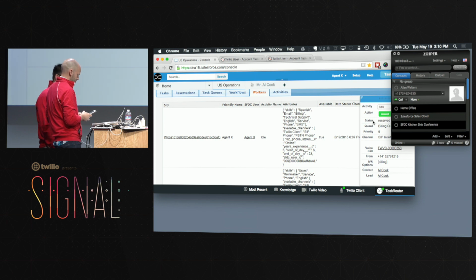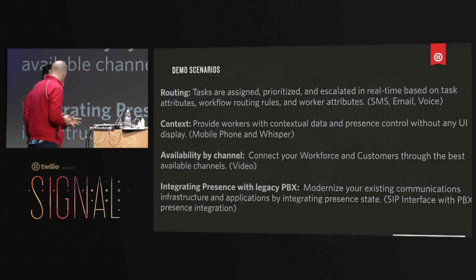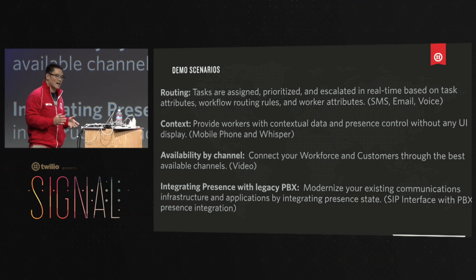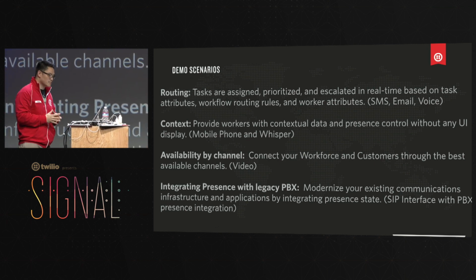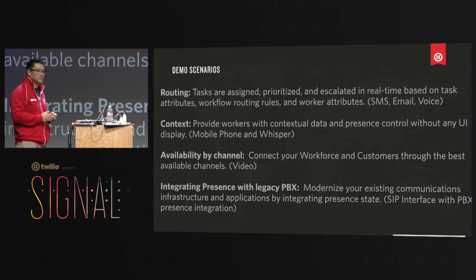So that ends our demonstration scenario. So I just want to cover the 4 points that we went through. If we can put it back onto the main screen. The presentation, please. So we talked about routing, how we assign, prioritize, and escalate tasks to the right skilled workers at the right time. We talked about the alternative display methods and some of the context and presence capabilities.